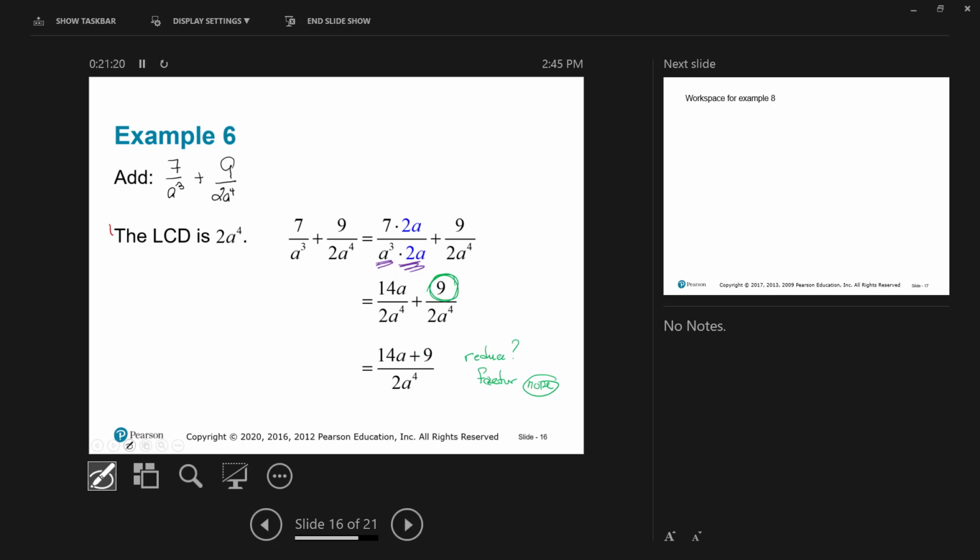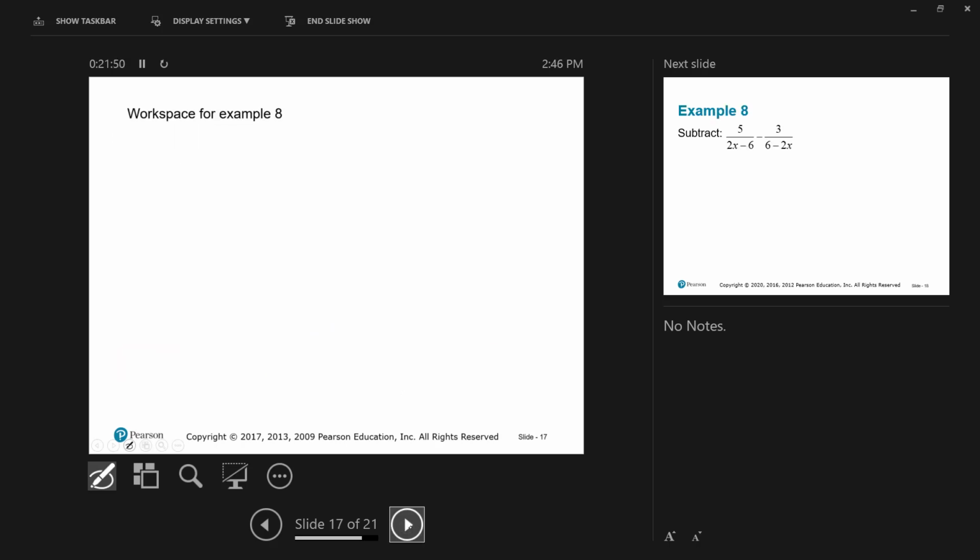Remember, we talked about this before. Remember, addition and subtraction act like super glue. This is super glued together. So you cancel the 2 with the 14? Good job. You cannot, which means your final answer will be 14a plus 9 all over 2a to the power of 4. That's all you can do. Cool? All right. Let's look at the next example.